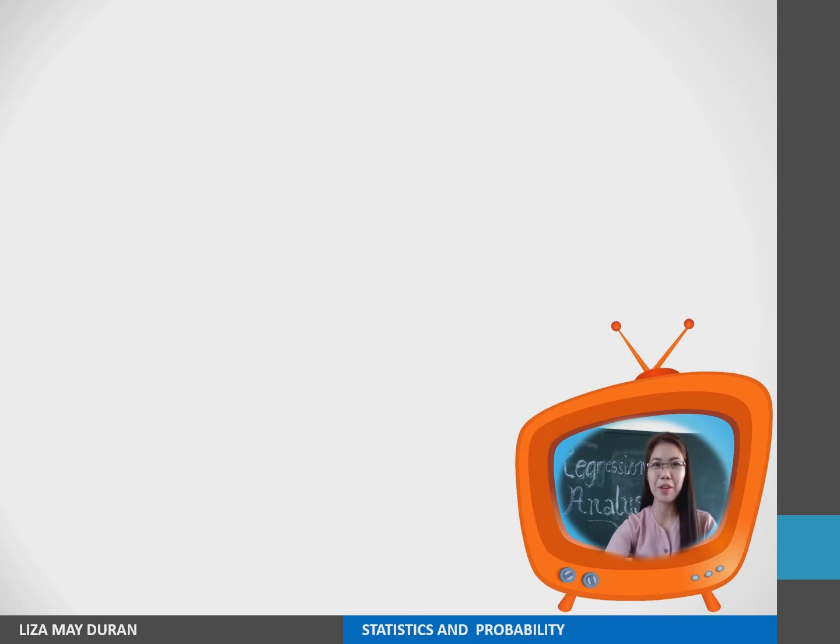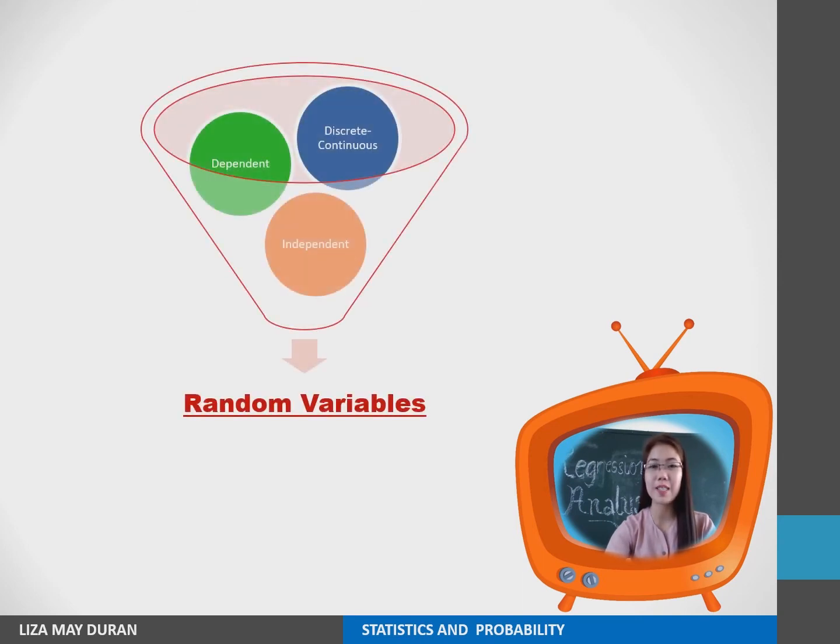Okay, before we go to the heart of our topic, let us check if your SLMs are still there by raising your hands with it. Activity 1 and 2 allow us to rekindle our knowledge on the type of variables, whether it is independent or dependent, and the type of random variables, whether it is continuous or discrete.